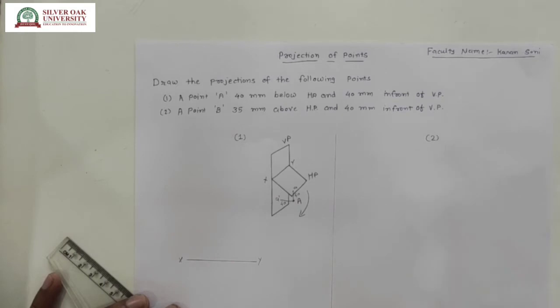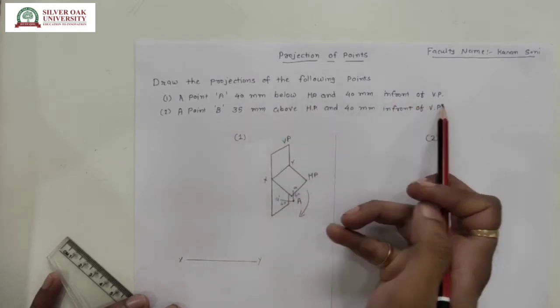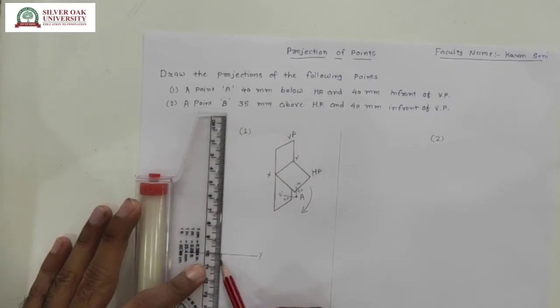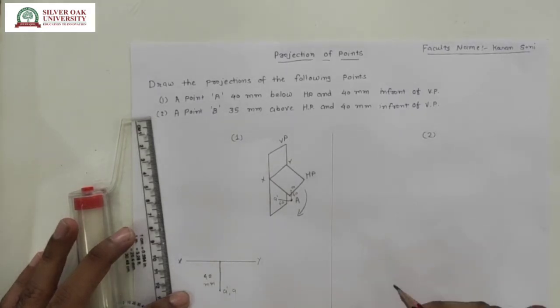We have to rotate the HP downward, so the point A also moves downward, keeping the distances of 40 mm below HP and 40 mm in front of the VP. After the rotation, the front view and top view both are located below the XY line, each at a distance of 40 mm. So this is the A dash point as well as the A point, the front view and the top view of the point, and both distances are equal to 40 mm. Here you can see the answer for the first question, 40 mm below HP and 40 mm in front of the VP.